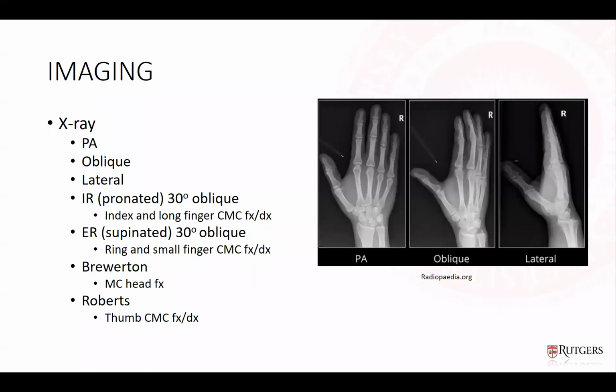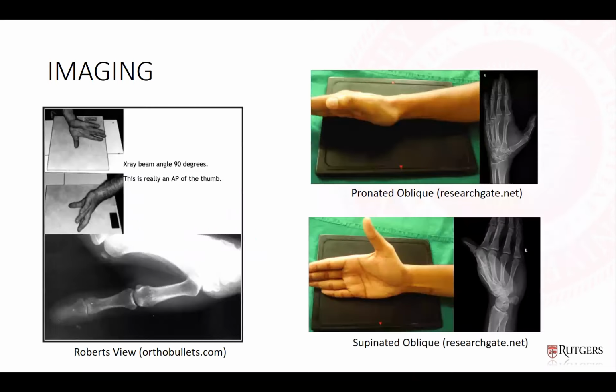Standard X-ray imaging of the hand is usually enough to diagnose these injuries. These include a PA, oblique, and lateral images. Several special X-ray views should also be considered. A pronated oblique view can give a better look at the index and long finger CMC joint, whereas a supinated oblique view can give a better look at the ring finger and small finger CMC joint. The Brewerton view may be used in the case of metacarpal head fractures and will be discussed later. And a Roberts view gives you a true AP of the thumb.